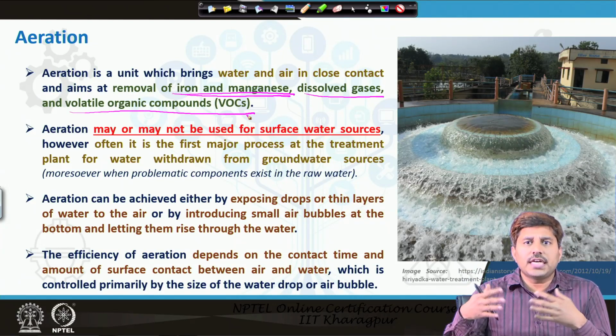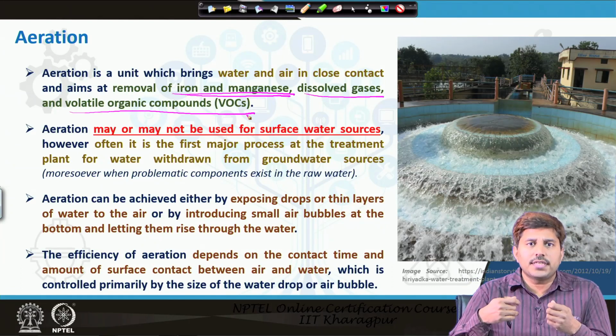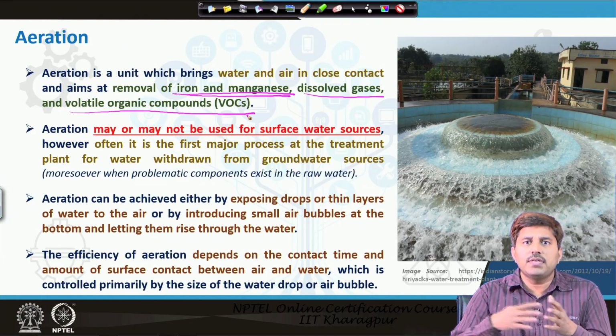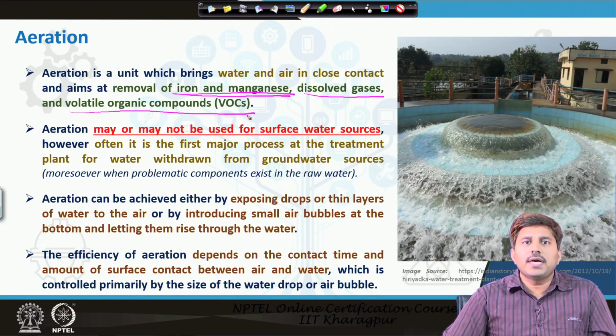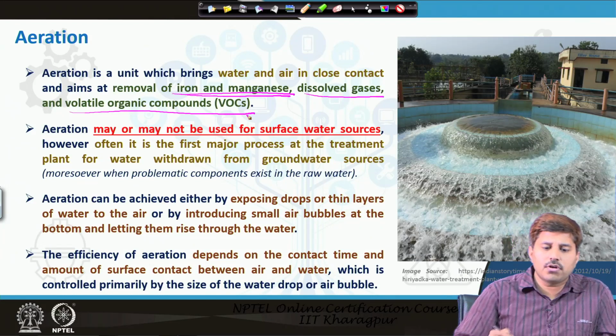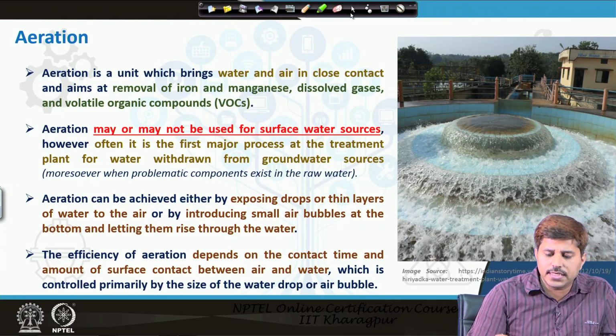The efficiency will depend on the contact time, that is, for how long we keep air and water in contact, and the surface area available between air and water. That is what basically controls it, and these are generally governed by the size of the water drops or air bubbles we create in the system.